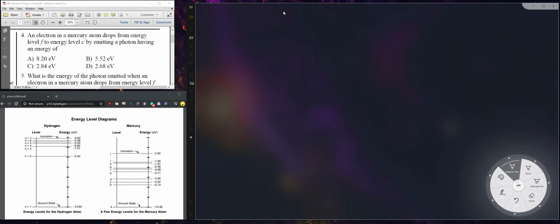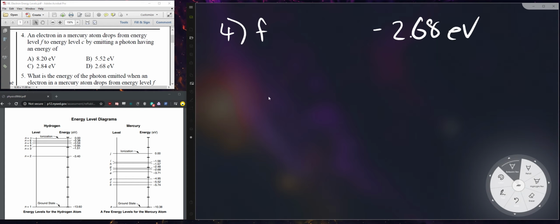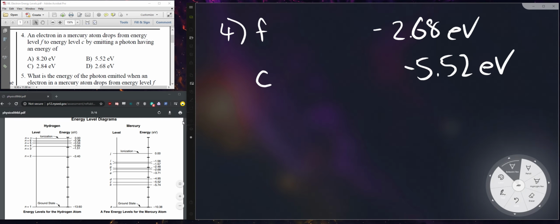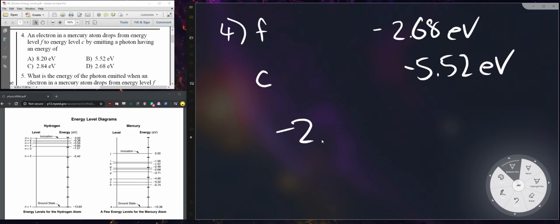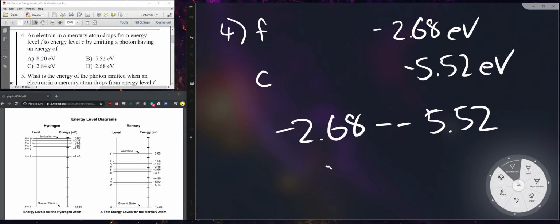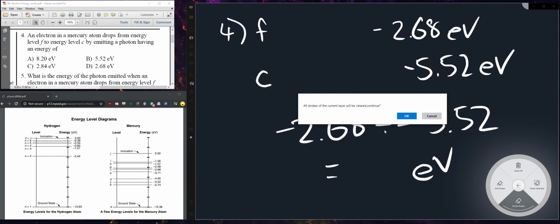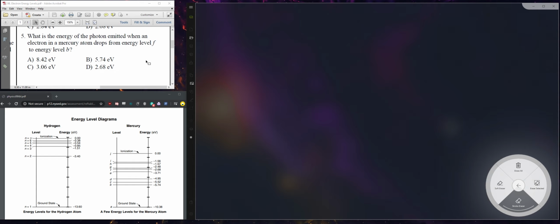An electron in a mercury atom drops from energy level F to C. F's electron energy level is negative 2.68 electron volts, and C is negative 5.52. It's asking you, what is the energy of the photon that is emitted when it goes from F to C? Again, you do the same exact thing. Literally just subtract them, and then you get a certain number. Same exact process. I believe in you guys.